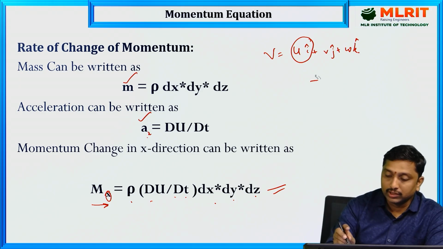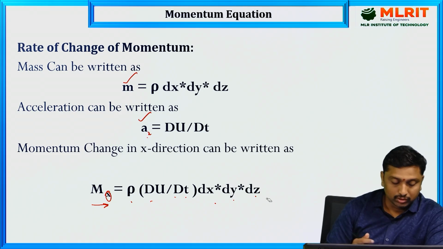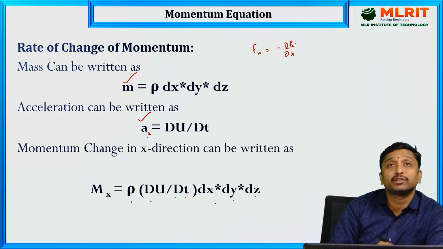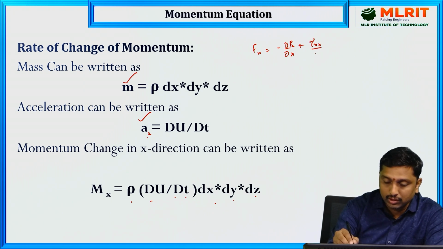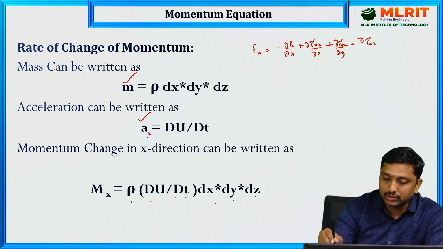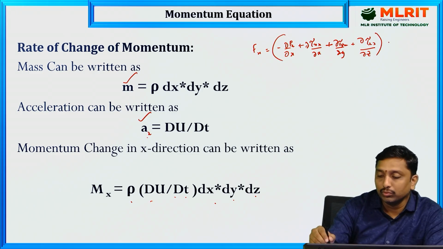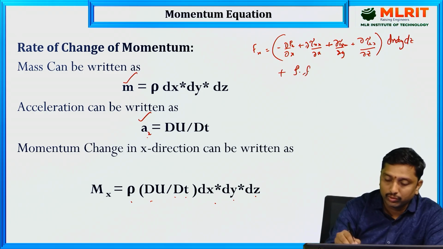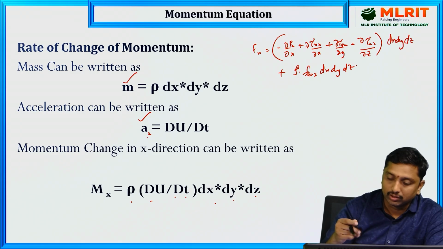So now let us equate both. My LHS is fx, which is equal to minus dou p by dou x, I am considering as px, plus dou tau xx by dou x plus dou tau yx by dou y plus dou tau zx by dou z, into dx, dy, dz, plus rho into fbx dx, dy, dz.